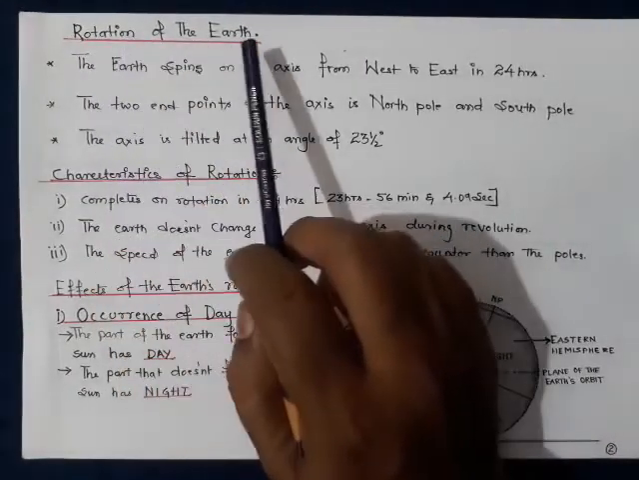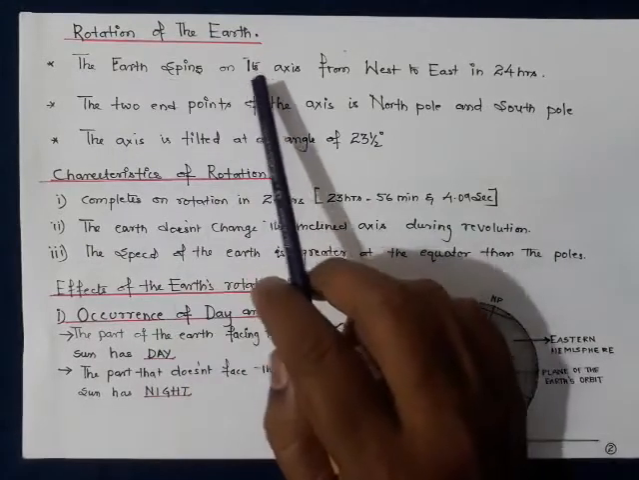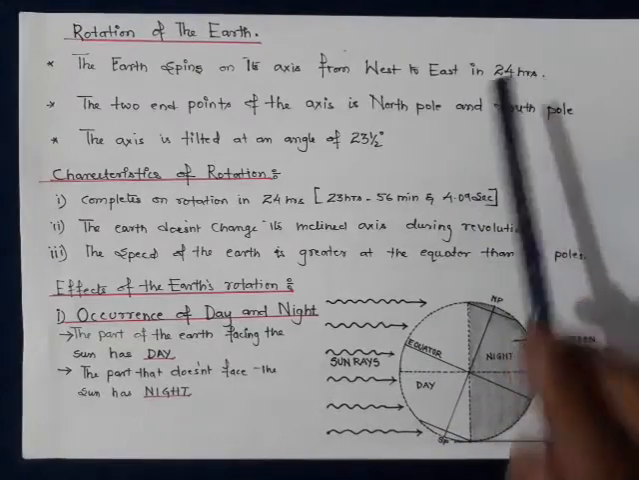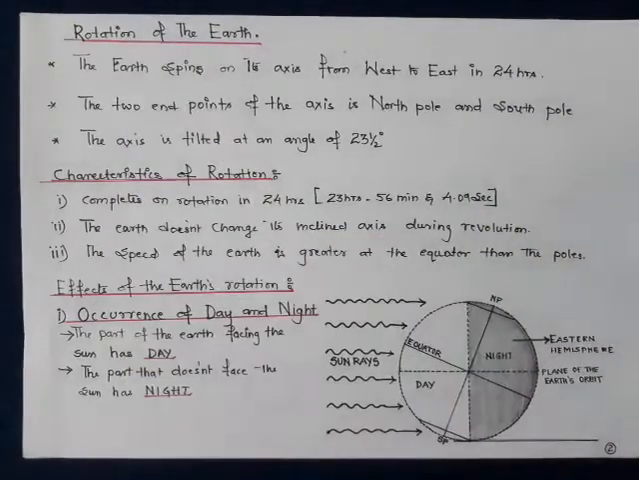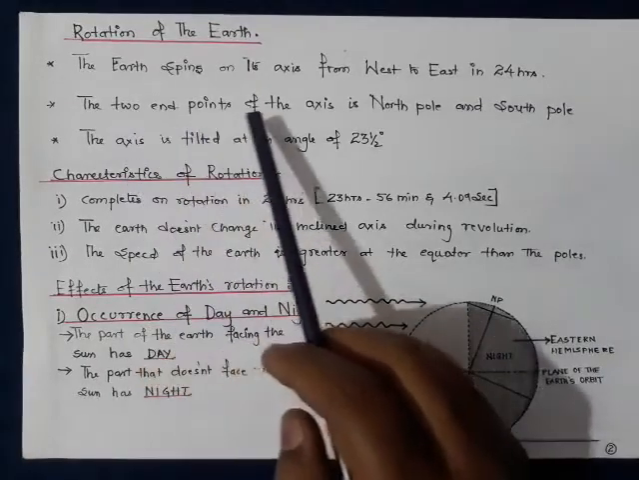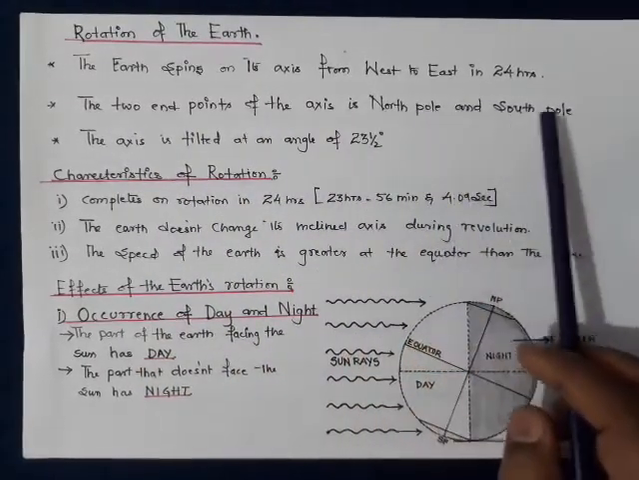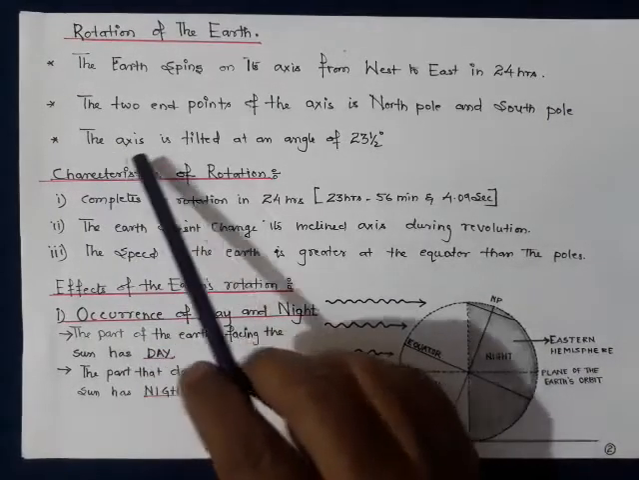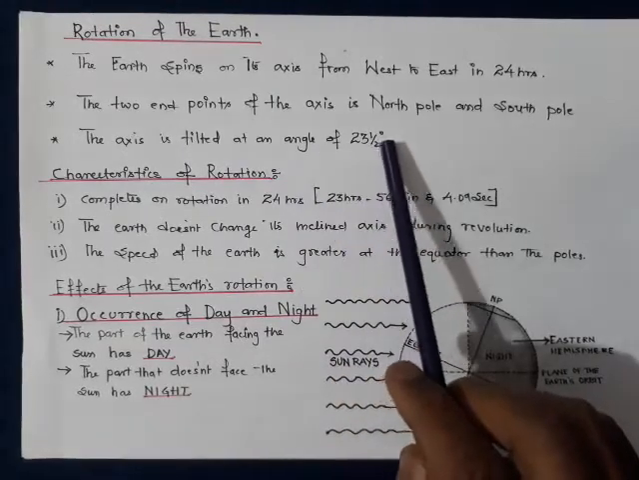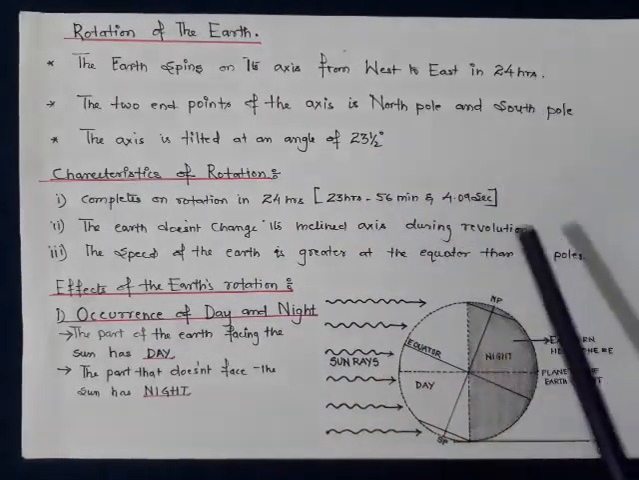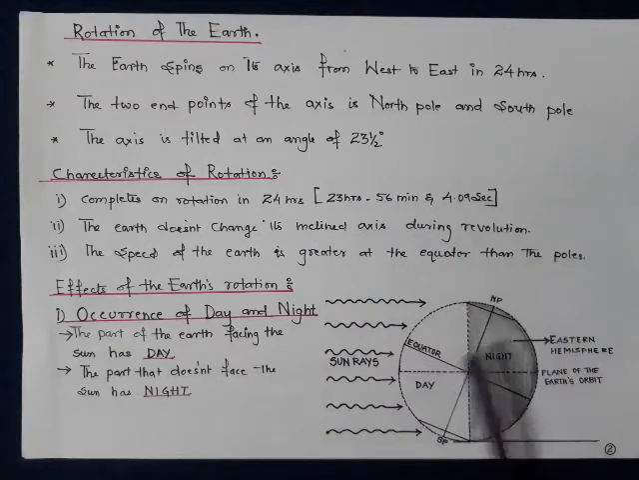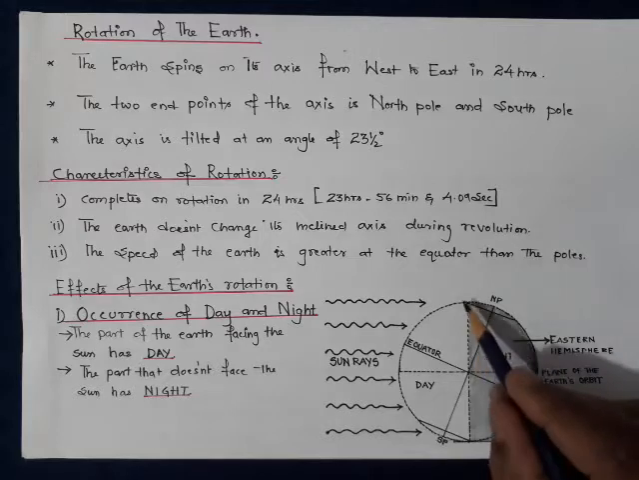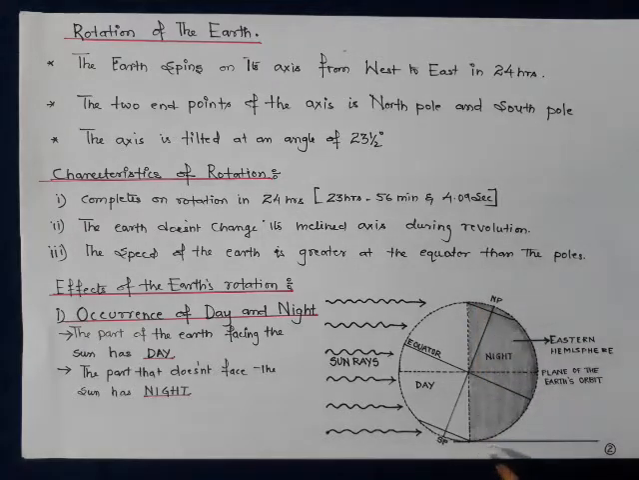Students, rotation of the earth. As you all know, the earth spins on its own axis from west to east. So it takes around 24 hours to complete one rotation. The two end points of the axis are known as the north and the south pole. The axis is tilted at an angle of 23 degrees with regards to the perpendicular from the base.